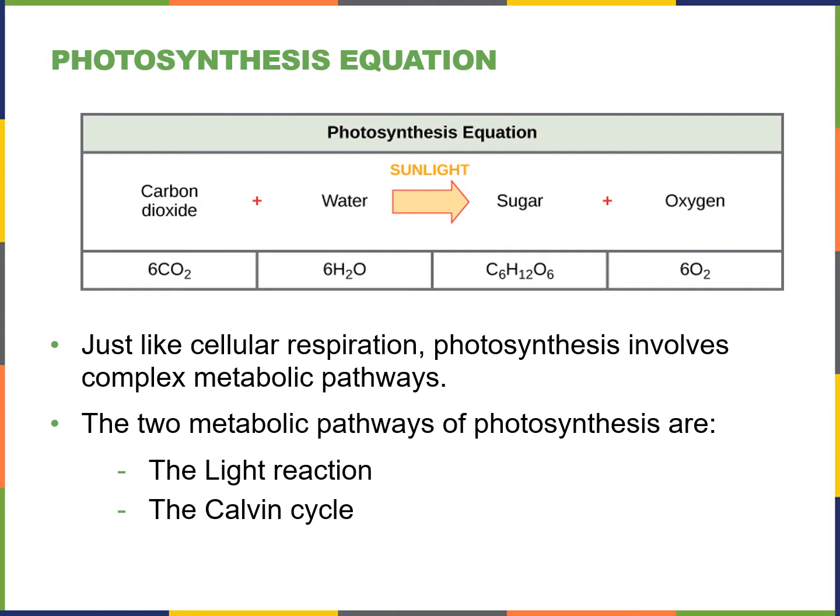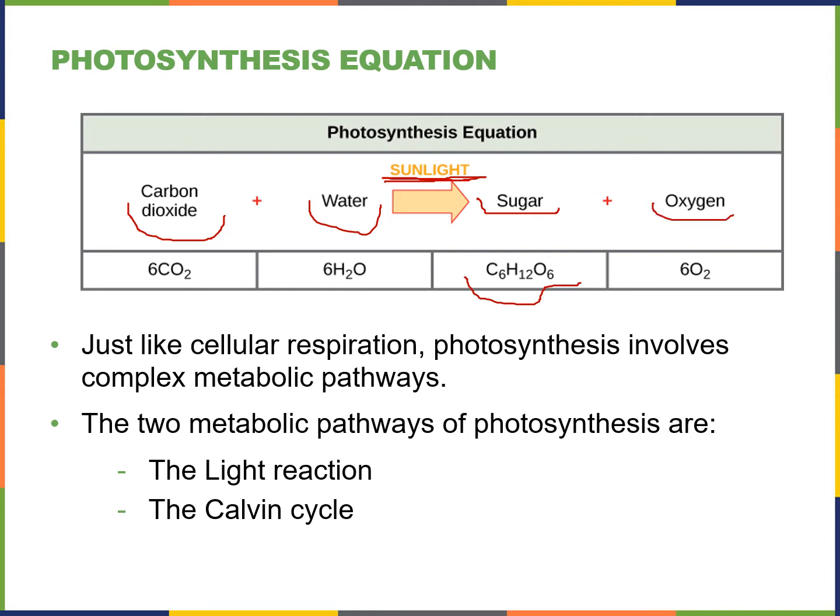So again, on our reactant side, we have carbon dioxide and water. The catalyst is sunlight. That could be a great test question. What's the catalyst for the photosynthetic reaction? And then our products are sugar in the form of glucose, C6H12O6, and oxygen.